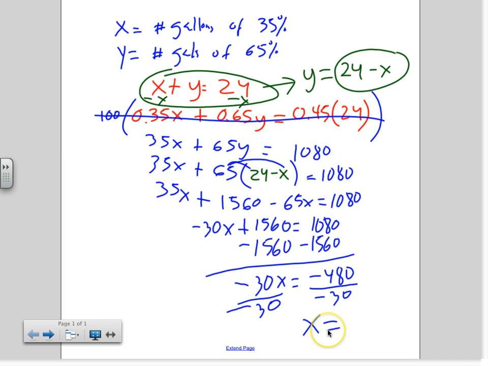X equals 16 gallons, right? Of what? Oh, 16 gallons of the 35% type. And I know I need to make 24, so all I have to do is plug 16 back into here and solve for it, and I kind of do it in my head too. 16 plus what is 24? 8. So that's how we got our 8. So this is called substitution.